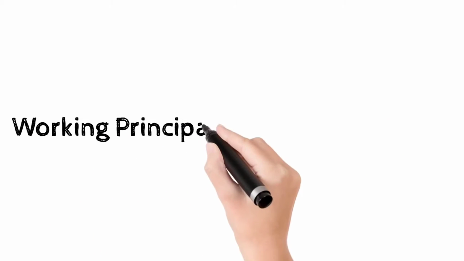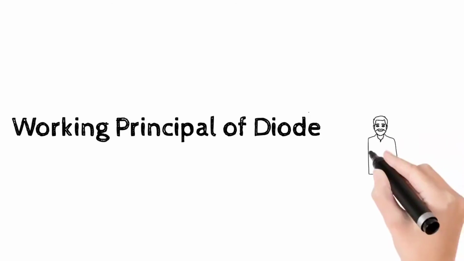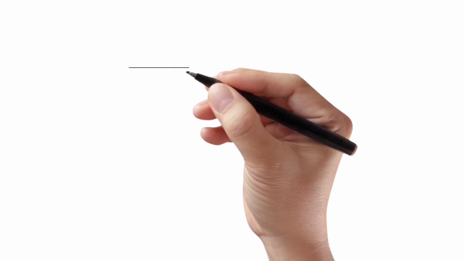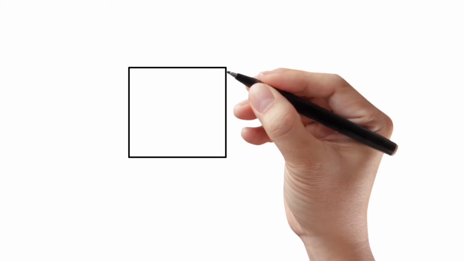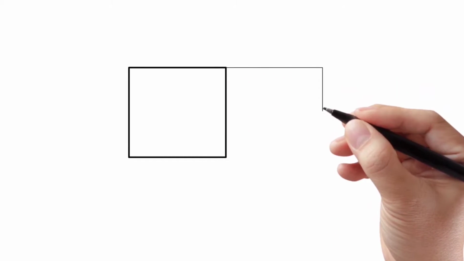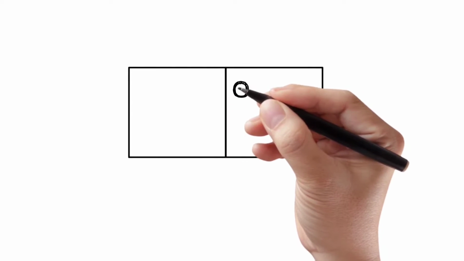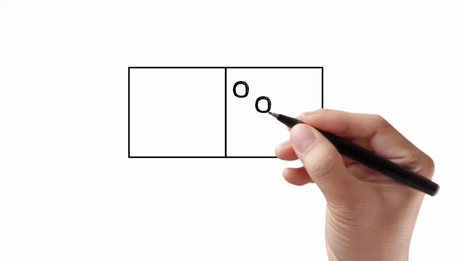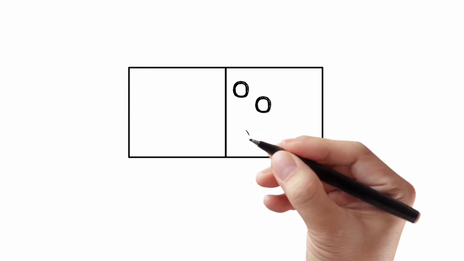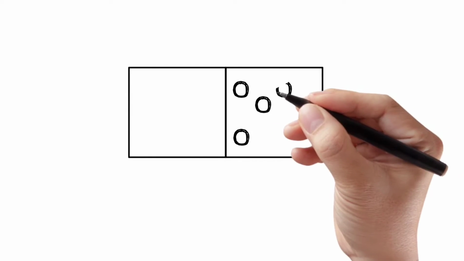We will discuss now, working principle of diode. An N-type semiconductor block will have a significant number of free electrons, and very little number of holes. Holes present in N-type semiconductor due to generation of electron-hole pairs mainly caused by thermal excitation.